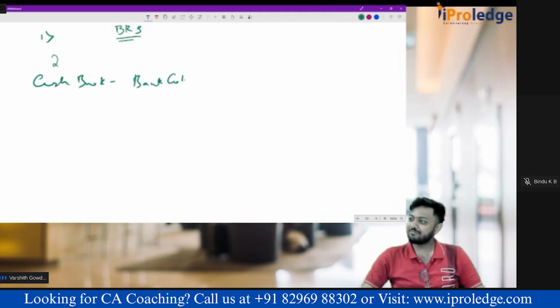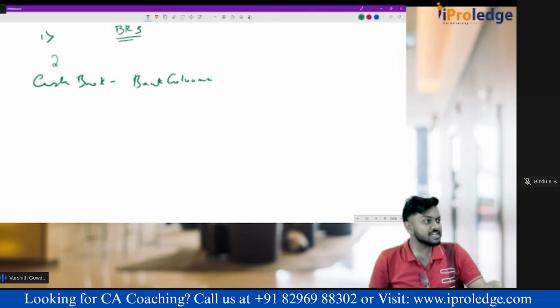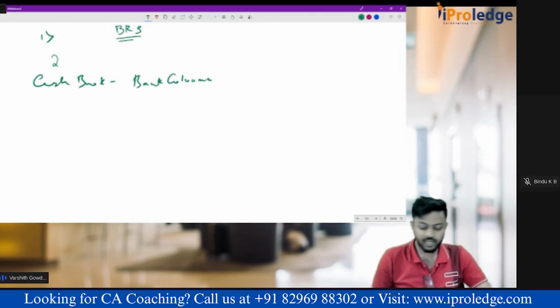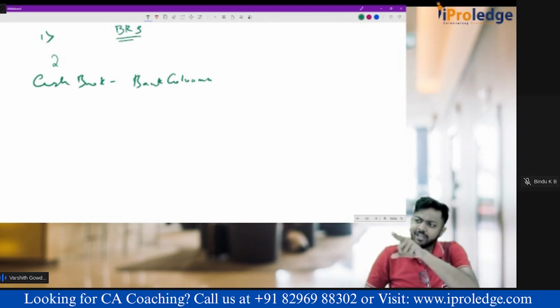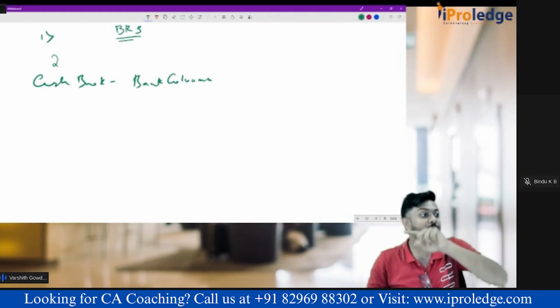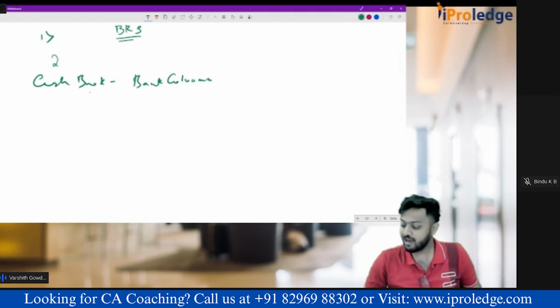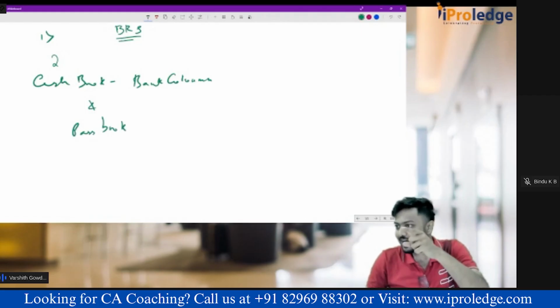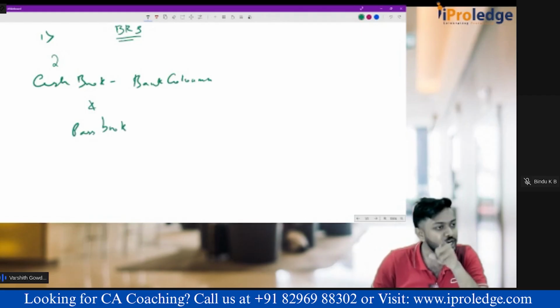Bank column. Okay. So you're recording all the bank transactions in the bank column of the cash book, right? And cash transactions in the cash column of the cash book, correct? Whatever bank transactions you're recording in the bank column also appear in one more statement maintained by the bank, called the passbook. Technically both contain the same information, so ultimately the balances should also be the same, no doubt.